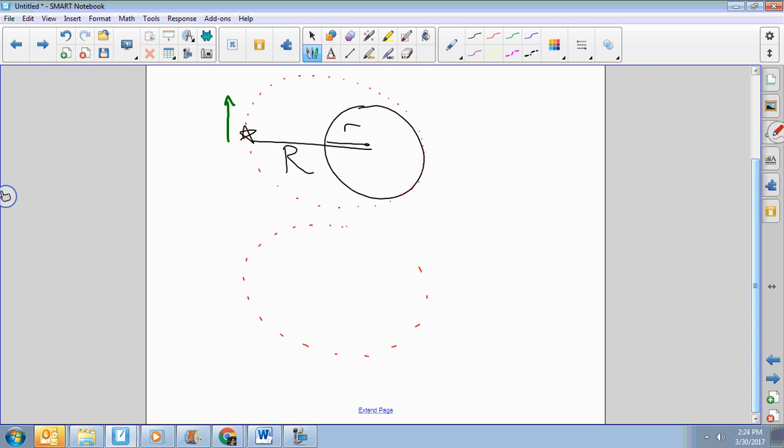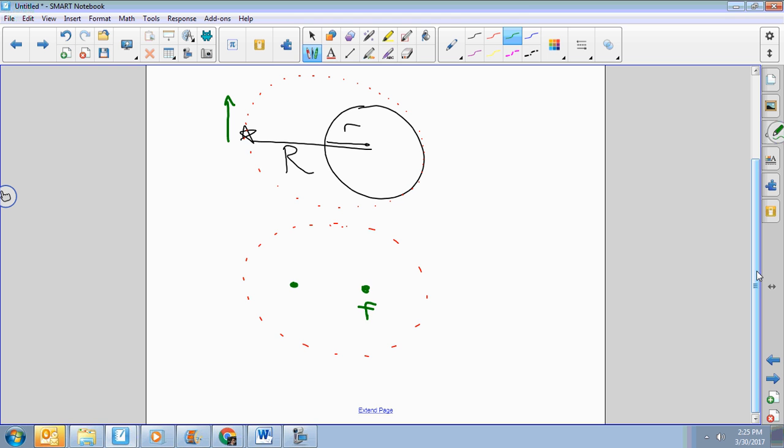So this is an elliptical orbit, right? And what do we know based on Kepler's laws? What do we know about our two foci? One of them is the center of mass of the planet. So this is one of my foci, and we'll call that F. And then the other one is somewhere out here in space, right?